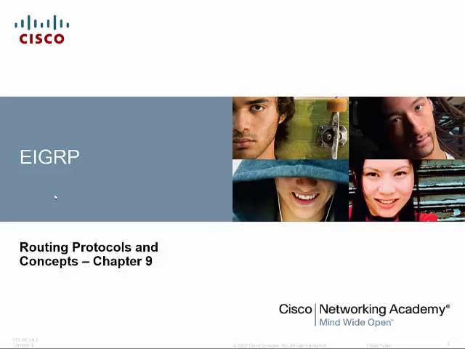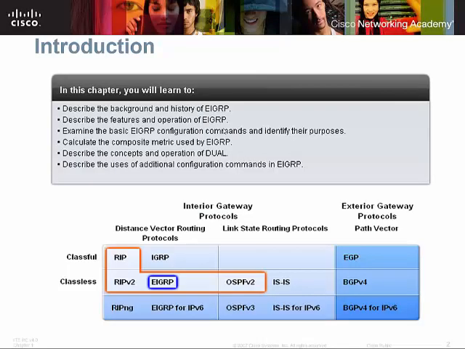In this lecture, we're going to take a look at the Enhanced Interior Gateway Routing Protocol, or EIGRP. So what is EIGRP? It's an interior gateway protocol, and much like RIP and RIP version 2, is a distance vector protocol. It has many differences, though, from the open standard RIPs. Namely, it's Cisco proprietary, which means it can only run on Cisco equipment.